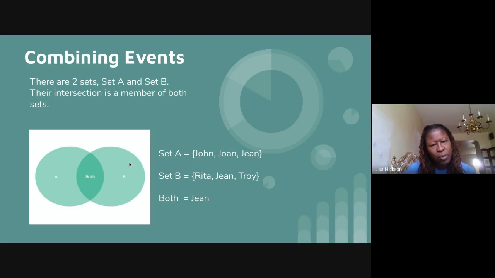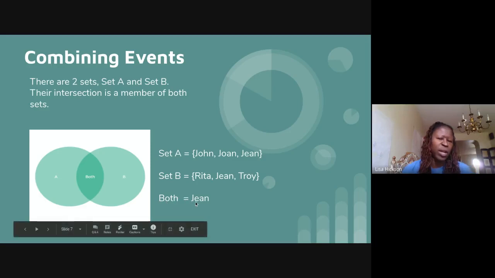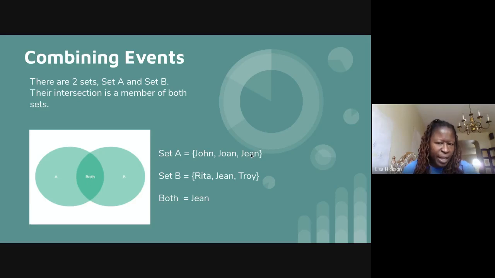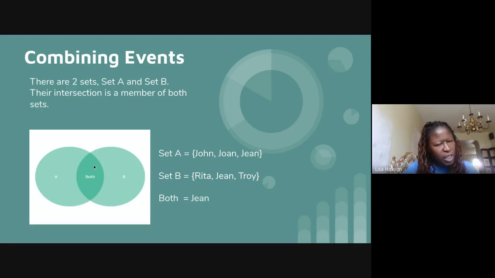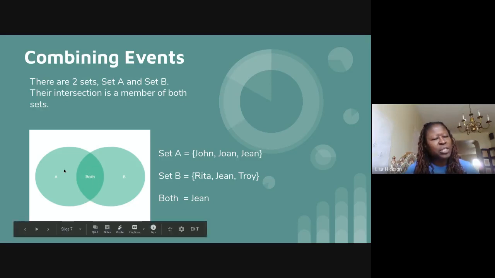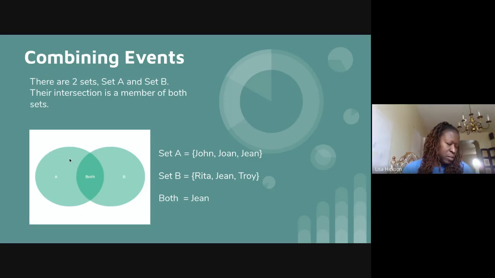And Rita and Troy will be here. Make sense? Again, the individual sets, but their intersection, whatever or whoever is a member of both sets, goes in the middle. Okay, so we don't count her in set A individually and then set B individually. Because she sits here, we understand that she is a member of both sets. Make sense? Okay.